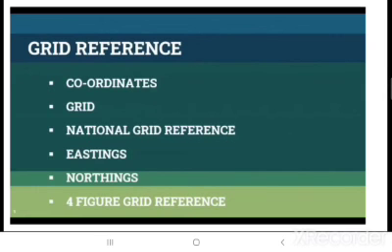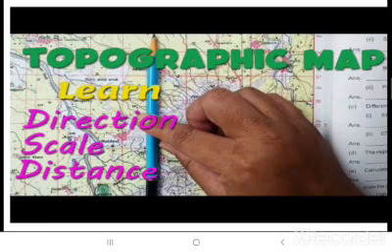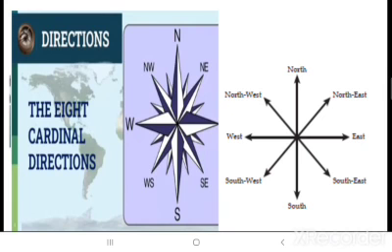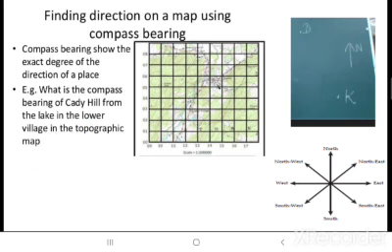Now moving ahead, we discussed this coordinate, the grid and everything. Now we will move to a new topic, that is direction, scale and distance. How do you find out the direction and the distance in topographical maps? As you are very well aware, the cardinal directions, the main ones, are north, south, east and west, and the intermediate directions are called northeast, southeast, southwest and northwest. The same ones we would follow in topographical maps. Now how? Let me explain.